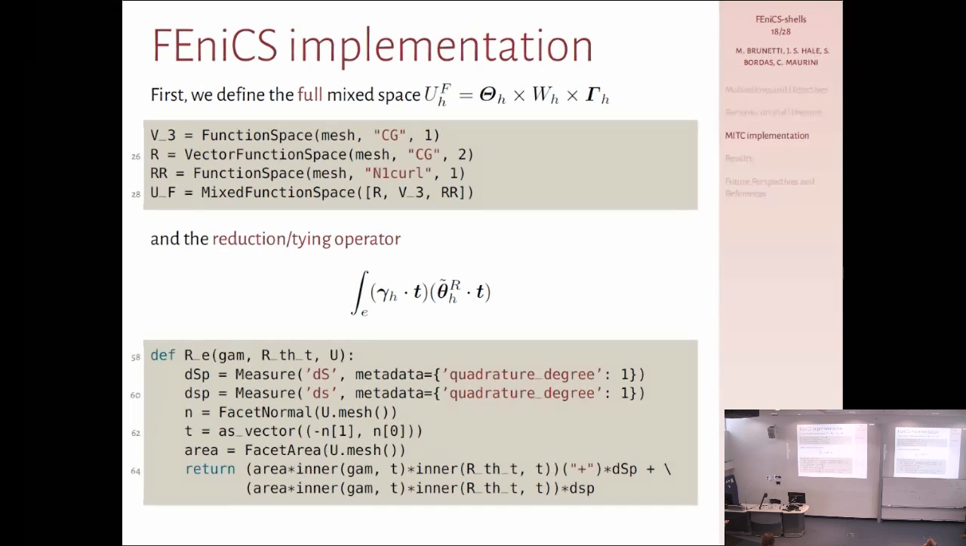So regarding the FEniCS implementation, we have first defined the full mixed space with the space for the rotation, for the displacement, and for the shear. So we have V3 for the displacement, R for the rotation, and RR for the reduced rotation. And then we have the full mixed function space. Then we have the reduction tying operator, which is this one. And we have the shear strain, the reduced rotation, and the full space. And this is the FEniCS implementation of the reduction operator.